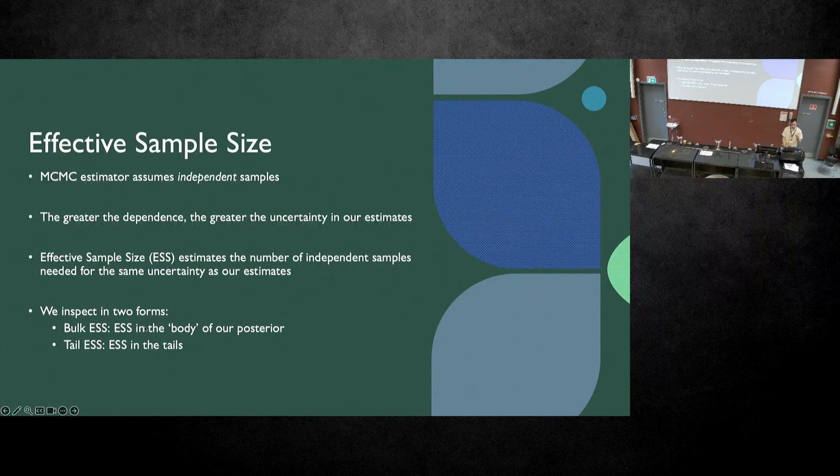Now, we evaluate this in two forms. We look at both the bulk effective sample size, which is the main body of our posterior, the main region where the posterior mass is found. And then we look at it in the tails, so the very high and the very low values. Because you might have a posterior that's very easy to sample in the middle, but when you get out to the tails, your sampler really struggles and you haven't got very good quantification or exploration of those tails. And if you're making inferences based on the tails, that's really important to know.